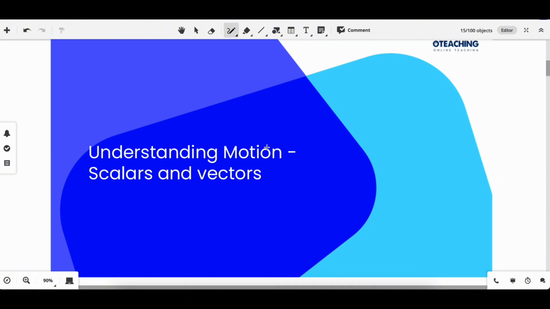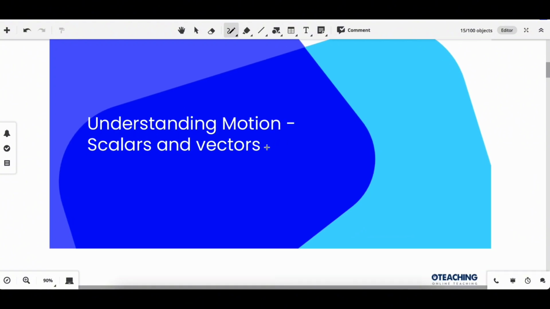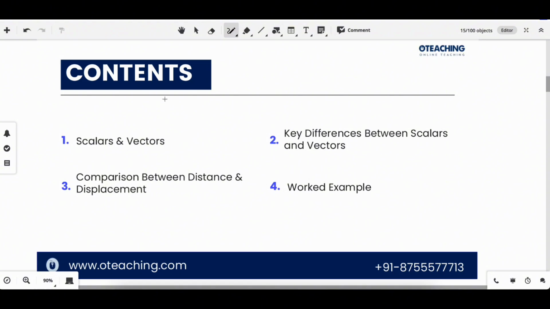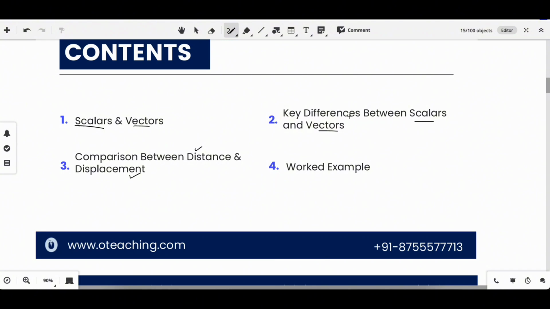So today we are going to start with the topic of understanding motion, and the first topic we are taking here is scalars and vectors. In today's class, we'll understand the basic idea of what we mean by scalars and what we mean by vectors. Then we talk about the difference between scalars and vectors. We'll compare the quantities categorized as scalar and those categorized as vector. And then we'll end our session with a worked example.